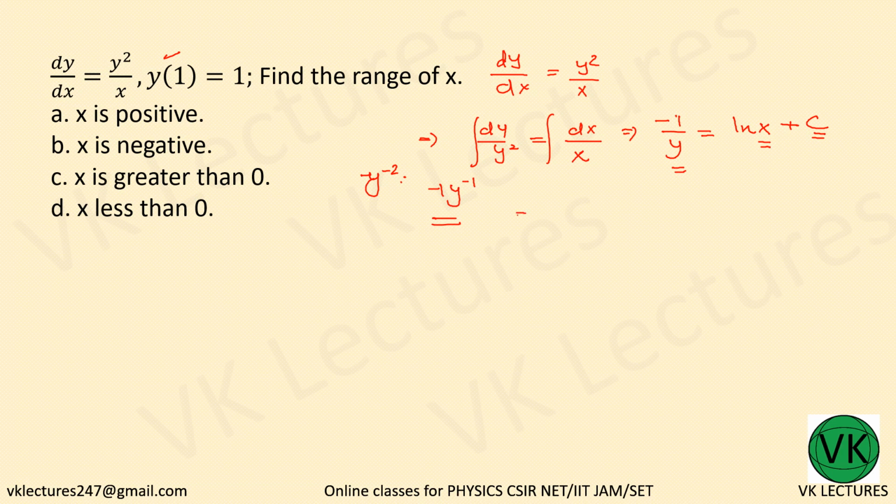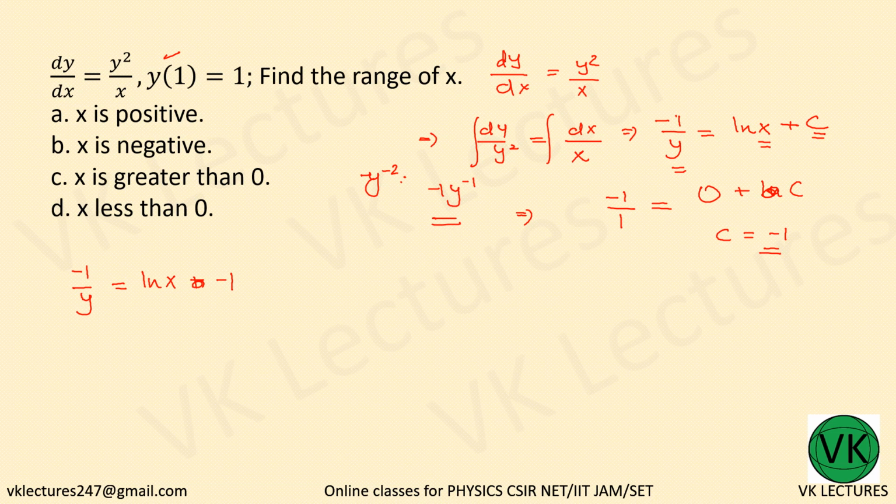Okay, so one condition is given, y of 1 equal to 1. Just now put y of 1, so minus 1 divided by 1 equal to log 1. Log 1 is 0 plus log c, which means c equal to minus 1. So now we got that. Now coming to the second part, once we got c equal to minus 1, you just substitute there. So minus 1 divided by y equal to log x minus 1.